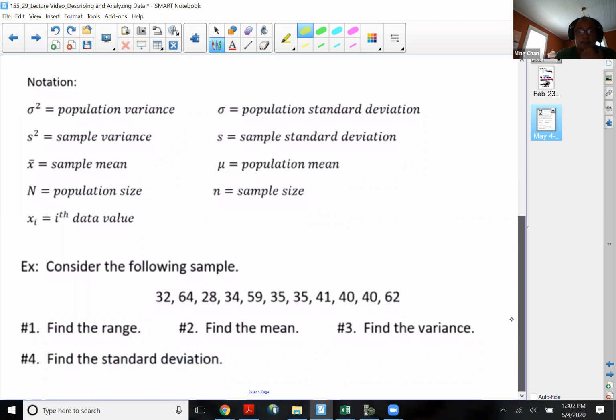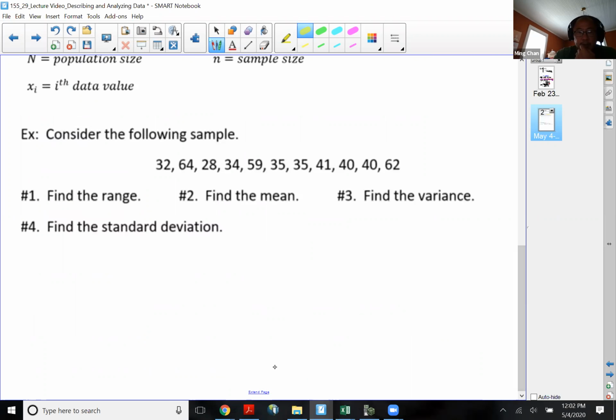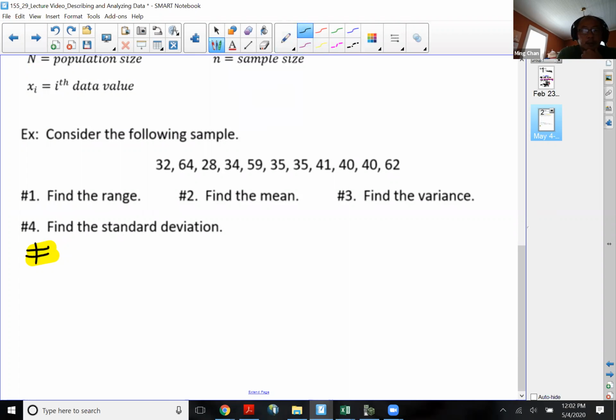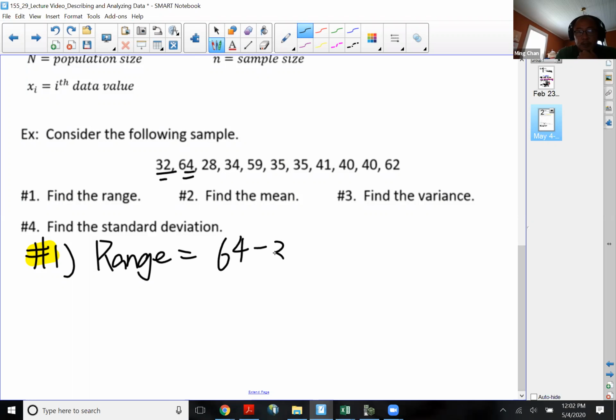Y'all can read through these different symbols, and I will begin to use them. All right, find the range. Range is simply taking the largest data value and subtracting the smallest. That will give you a spread of the data. So I'm assuming 32 is the smallest and 64 is the largest. So 64 minus 32, my entire range of data is 32 points.